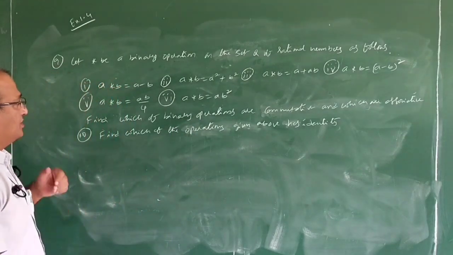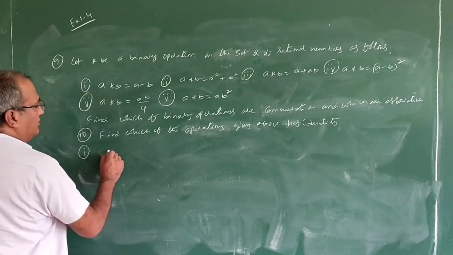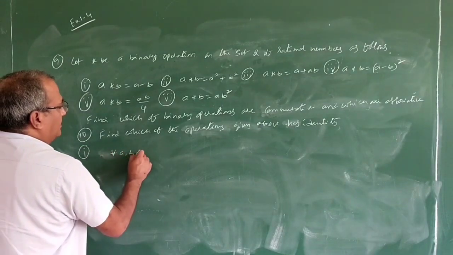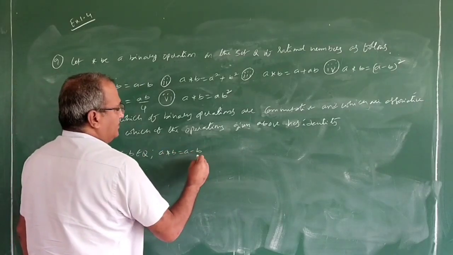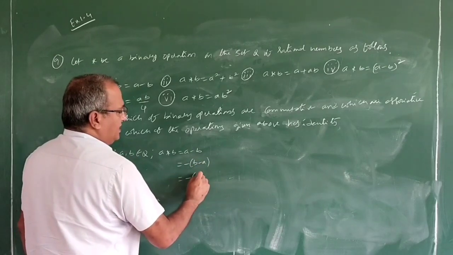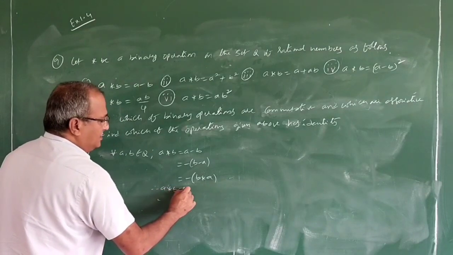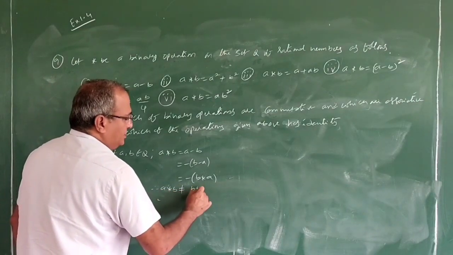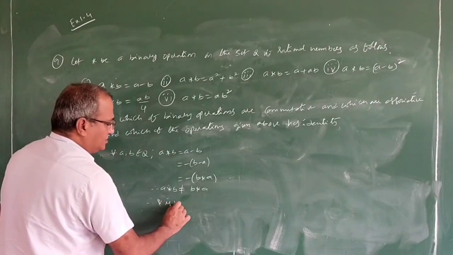Okay, now come to the first problem. A star B. So for all A, B belonging to Q, A star B is equal to A minus B. So minus of B minus A we can write, which can be written as B star A. So therefore A star B is not equal to B star A, it is equal to minus. Therefore star is not commutative.